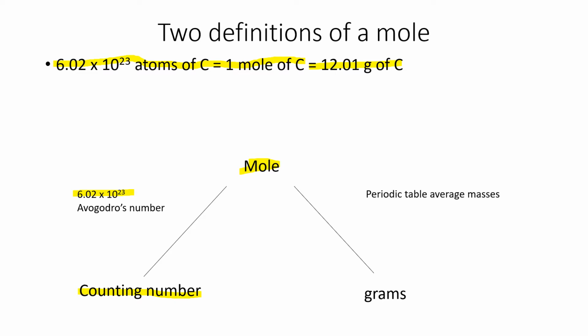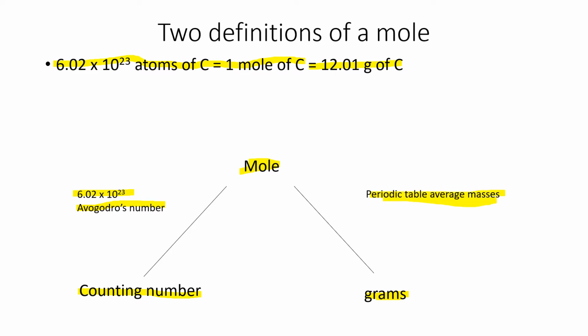That's sometimes called Avogadro's number. The other definition, kind of on the right-hand side, moles will relate to grams. How are we getting that information? Using the average masses that we're seeing on the periodic table.